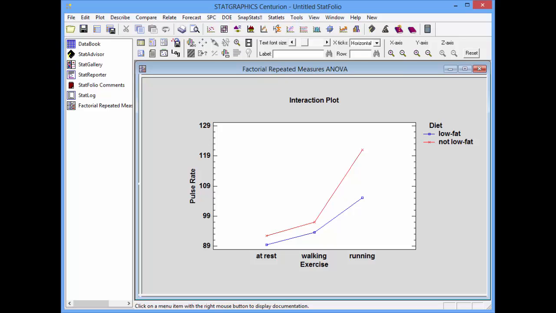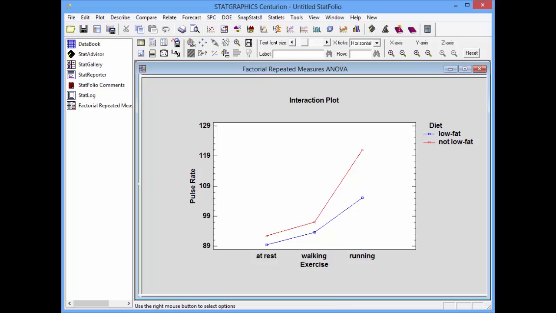The fact that the lines are not parallel is indicative of a significant interaction. You'll notice there is some difference between a non-low-fat diet and a low-fat diet for the at-rest exercise people, and it's about the same as the difference for the walking people. But when you get to running, the difference between the two diets is much more substantial. That's the interaction.